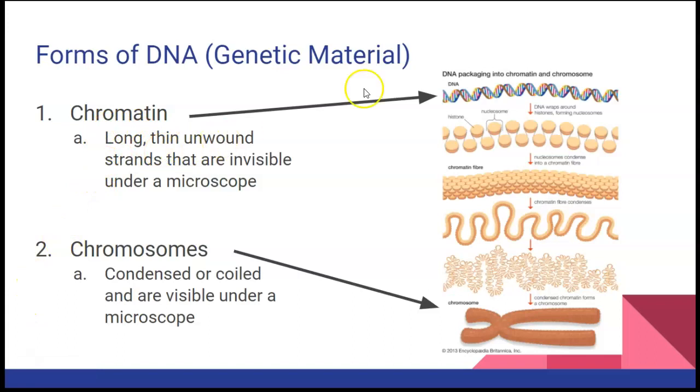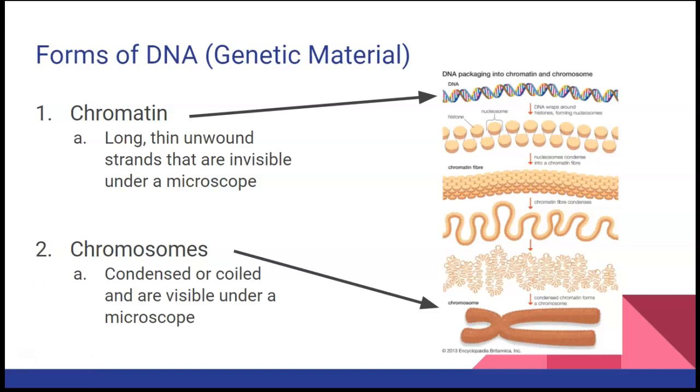But basically, chromatin is just unwound pieces of DNA, like strands of DNA, that exist in cells. You can think of this as like a strand of spaghetti, right? You have a bunch of spaghetti in a bowl, all of that is long and thin. It's going to remind you of chromatin. The second form that we're going to talk about is chromosomes. And chromosomes are maybe what you're more used to when you think about DNA, but chromosomes are condensed or coiled.